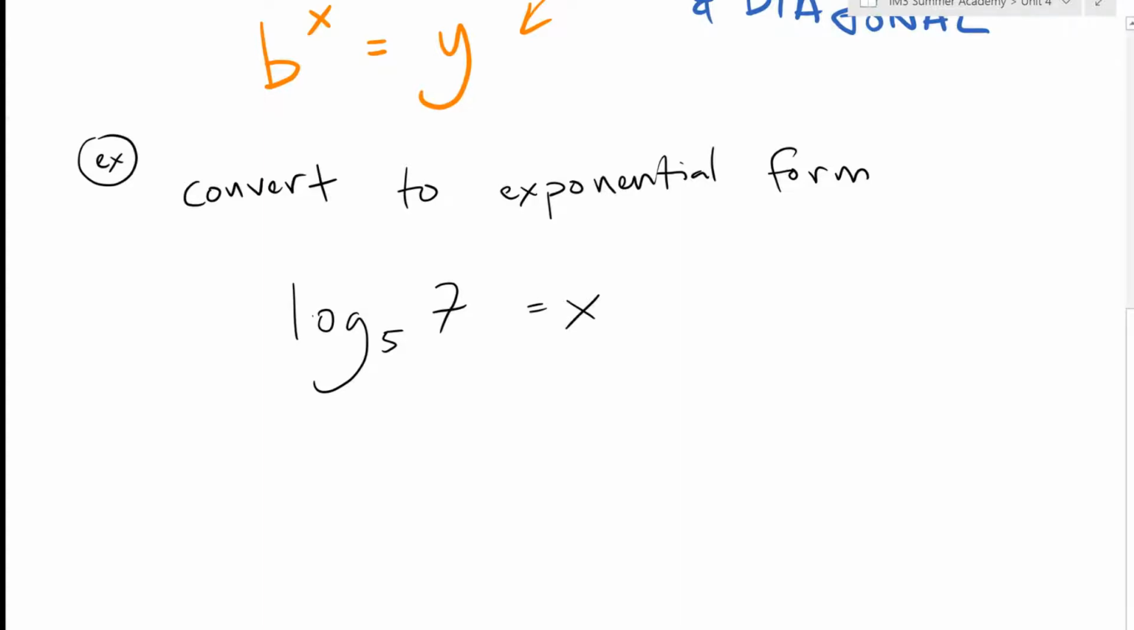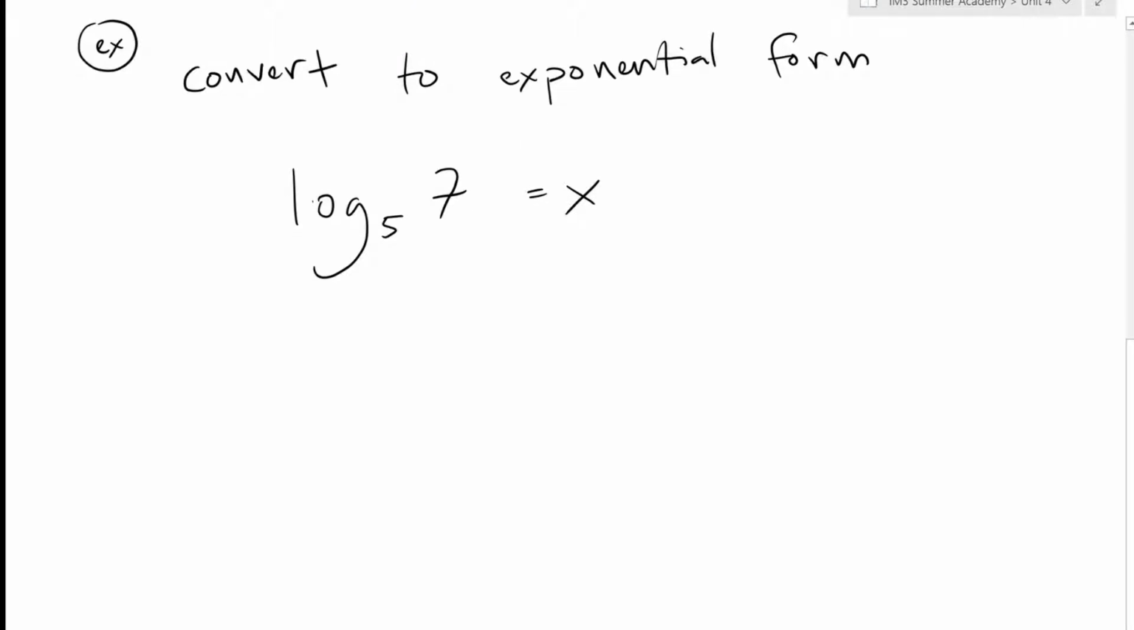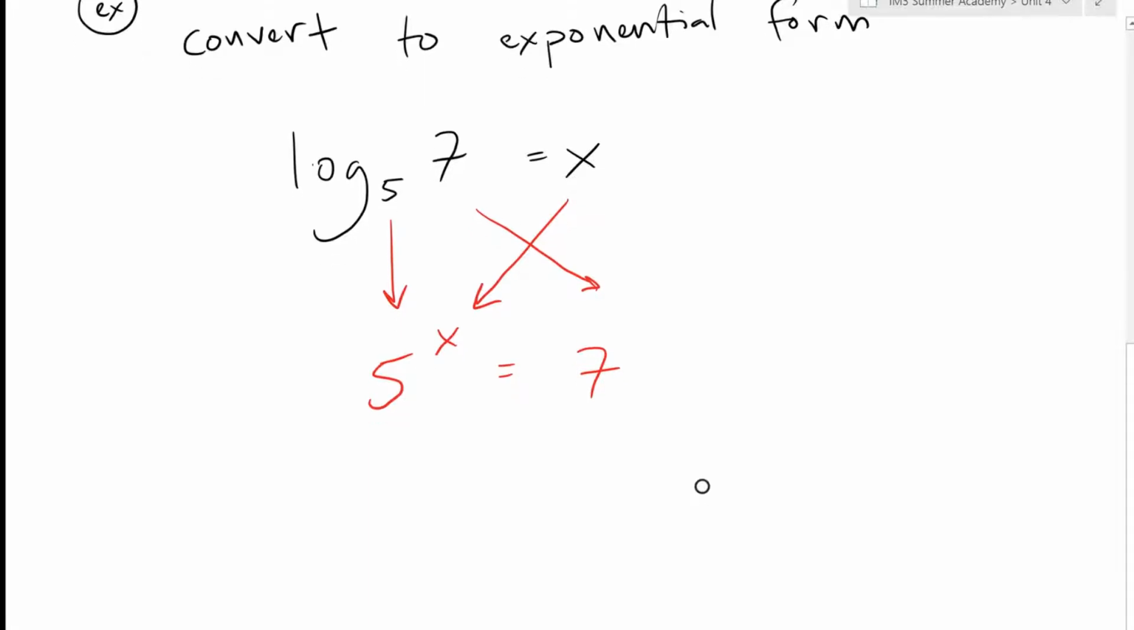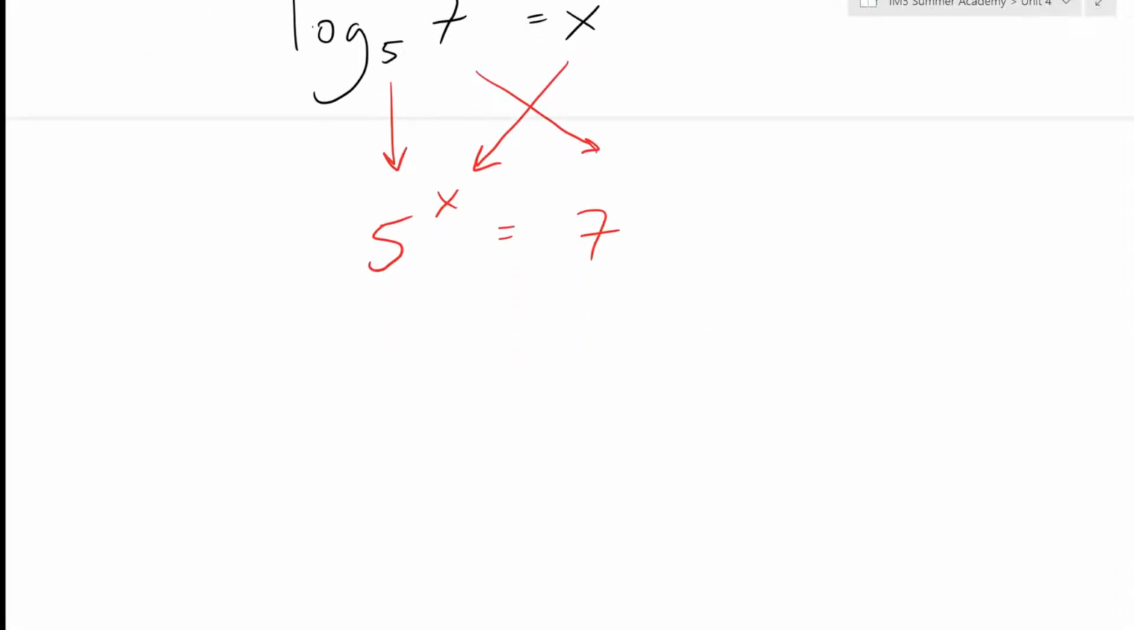So a quick way to do this is use down and diagonal. The base comes down, becomes 5. X comes over, becomes the exponent, and then we have the equal sign. Over here is 7. Now we don't need to solve it right now. They just wanted us to change forms.